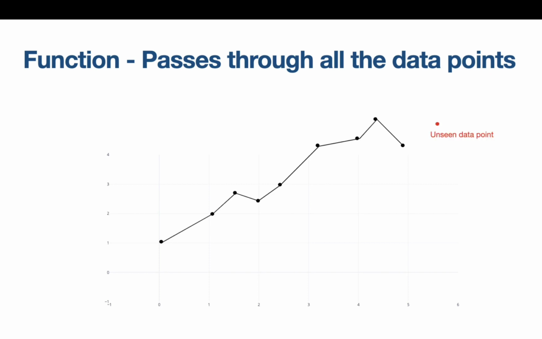Our model prediction will be way different compared to the actual value. Thus, our model performs poorly on unseen data when compared to the training data. So this is generally known as overfitting.